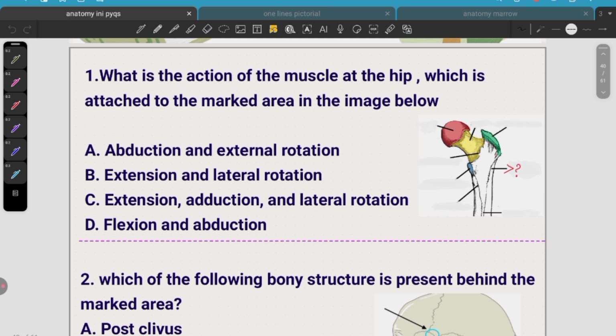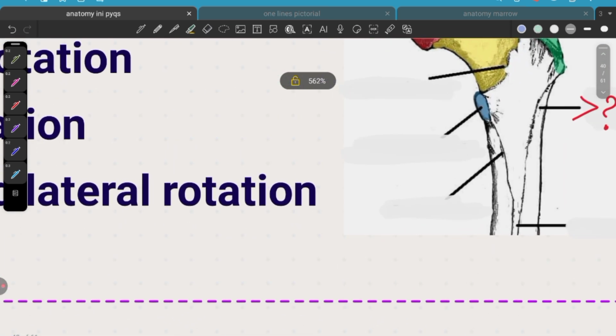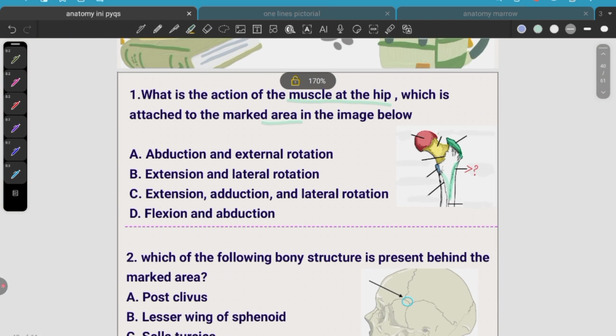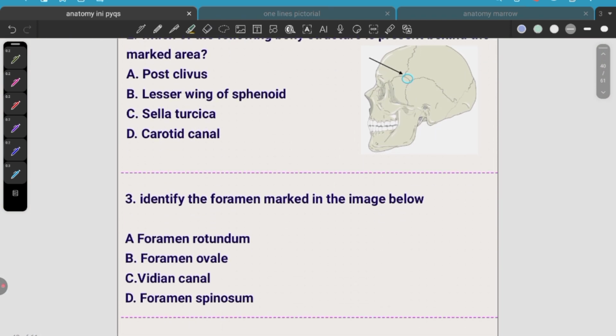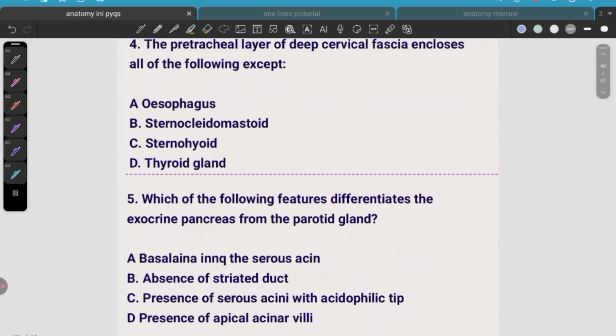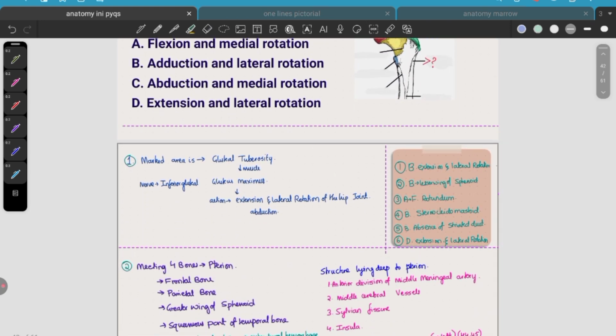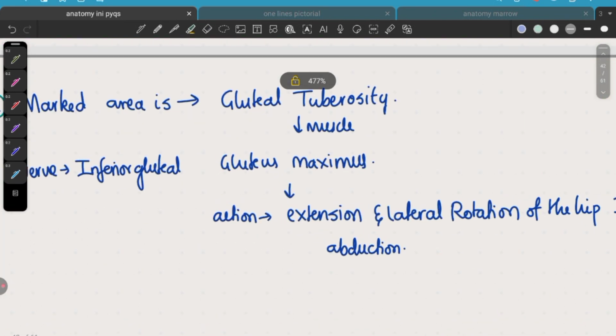Okay. First question. What is the action of the muscle at the hip which is attached to the marked area in the image below? They have marked the shaft. This is nothing but a gluteal tuberosity. Which muscle attaches there? Do you remember? It's the gluteus maximus muscle that attaches to the gluteal tuberosity.